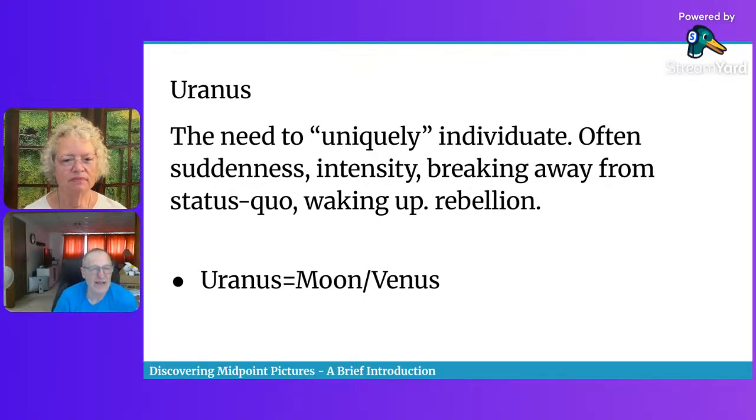Uranus is the same way. It wants to help you uniquely individuate. Jung was the first one, I think, that came along and brought this idea out. And it often happens with a suddenness. That's why you see the lightning bolt, and you hear the ancient mythology where a lightning bolt came out of nowhere, and all of a sudden there was either a thought that they never thought before, or something else happened. So it often has to do with a suddenness and intensity.